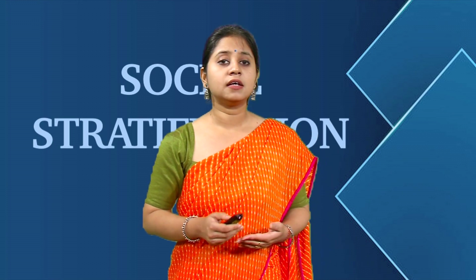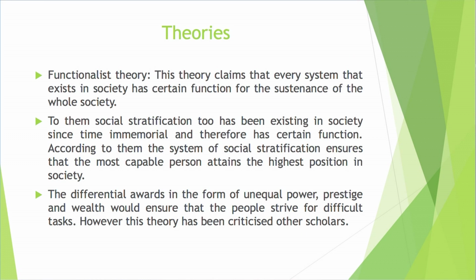We have already discussed that it is these forms that reproduce social inequality, but why are these systems still existing? Now these theories will explain that. First of all, the functionalist theory. The functionalist theory claims that every system that exists in a society has a certain function, and that is why these systems have been existing in society for so long. So to them, social stratification too has been existing in society since time immemorial, because it has a certain function in the society, and to them this system allows the most capable person to attain the highest position.